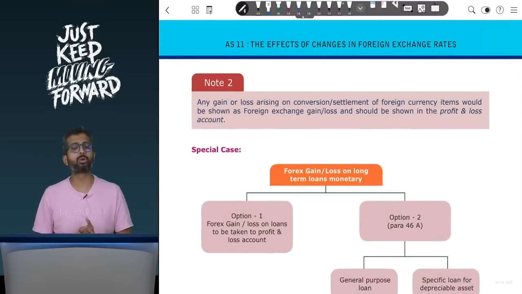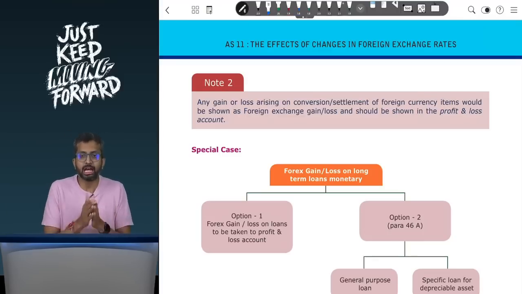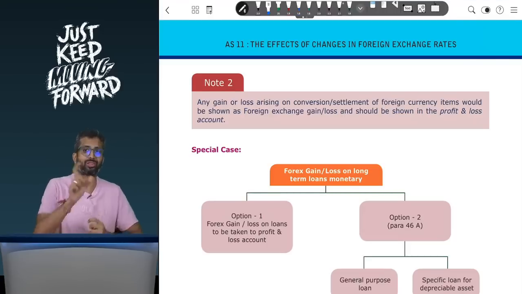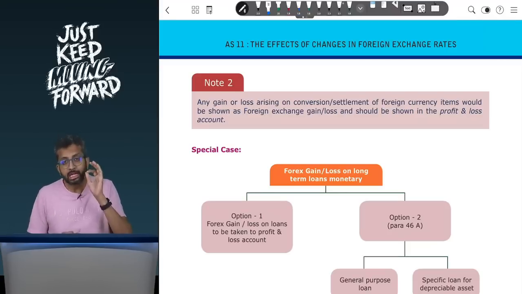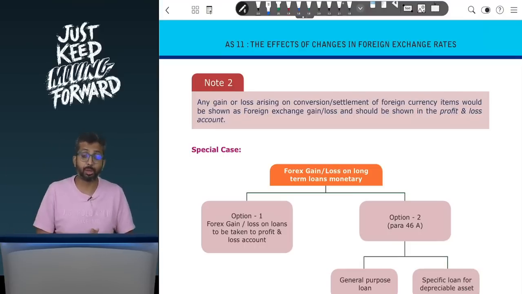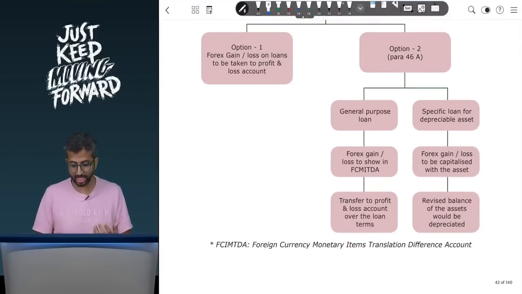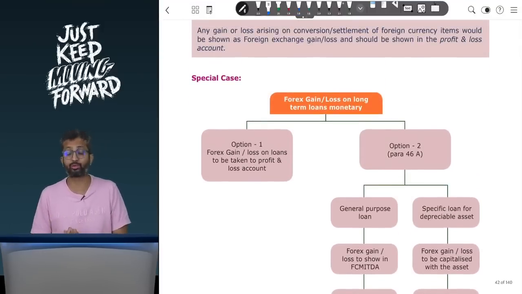A very special case over here is pertaining to para 46A of AS11, which pertains to a long-term loan. So loans are actually monetary items. Foreign exchange gain or loss on them should go to the P&L. However, AS used to give a choice where it would say that if you don't want to record the entire loss for these loans in the P&L immediately, you can record it into a separate account called the FCMITDA account, foreign currency monetary item translation difference account, and defer it over the tenure of the loan if it is a general purpose loan, or capitalize it along with the fixed asset if it is for a depreciable asset, and then depreciate it over the tenure. So this would be taken as the special case for FCMITDA.